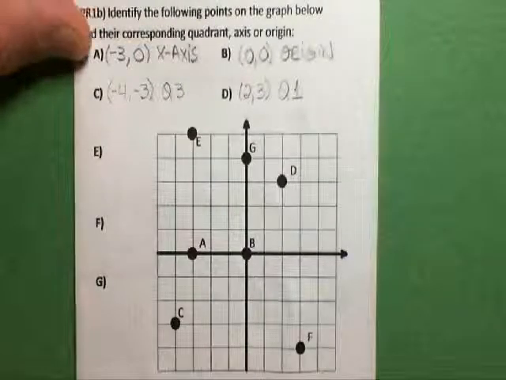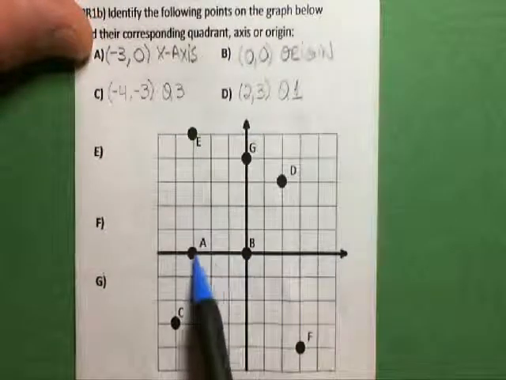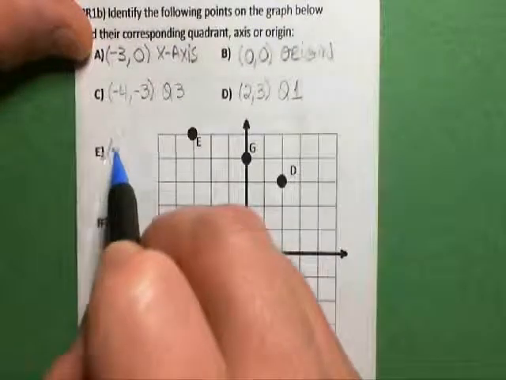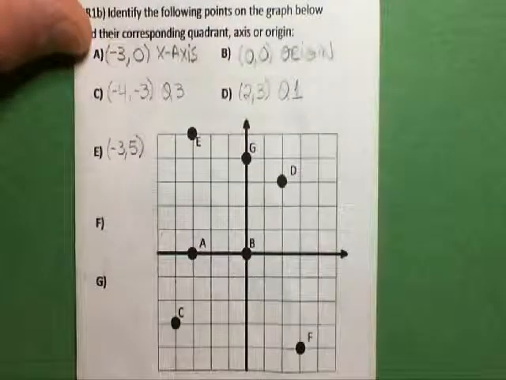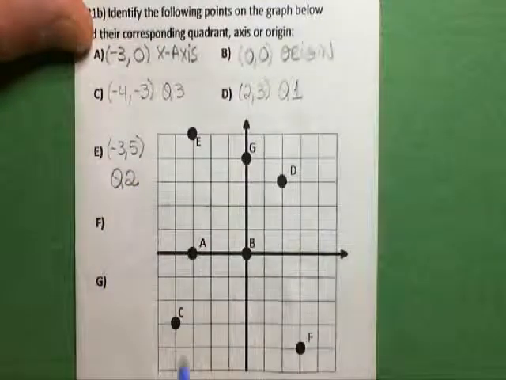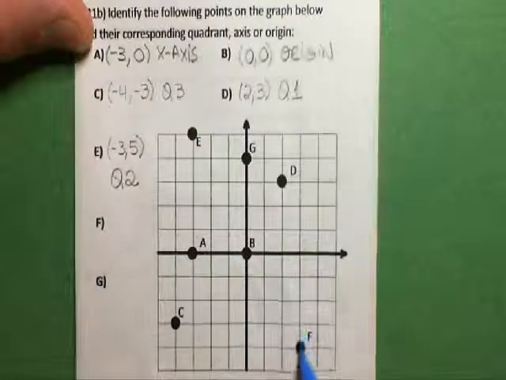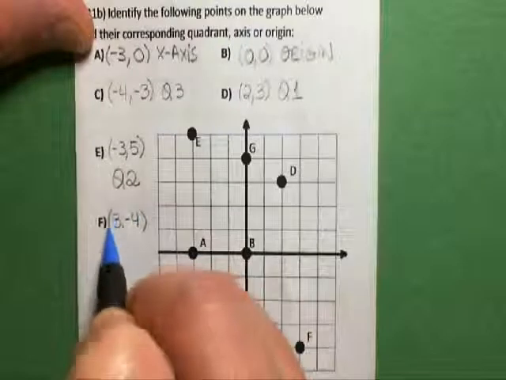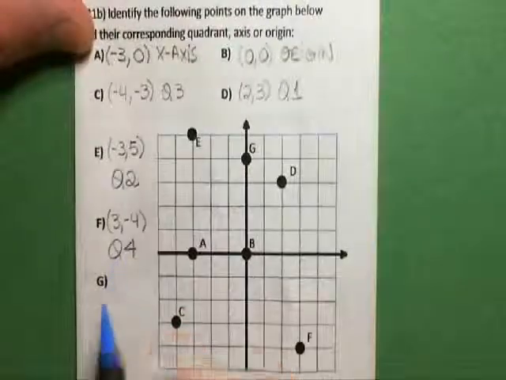Very well. Let's go ahead and do letter E. Letter E would be at 1, 2, 3, so negative 3, and then up 5, so it would be negative 3, up 5. And the quadrant would be quadrant 2. Letter F would be 1, 2, 3 to the right, 1, 2, 3, 4 down. So 3 to the right and negative 4 down, and that would be quadrant number 4.